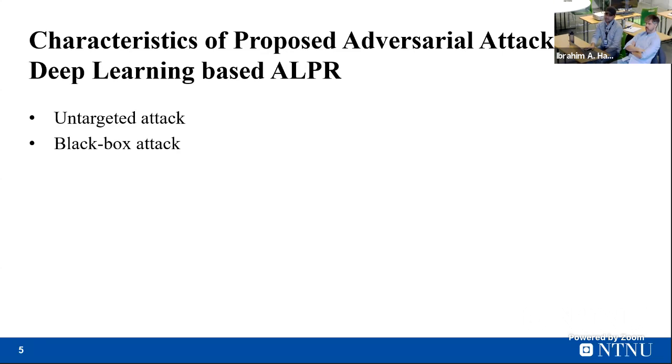And the second one is a black box attack. We cannot know the internal parameters of any deep learning models, what type of parameters they are using. So we don't have the internal information. So this is a kind of black box attack for us.